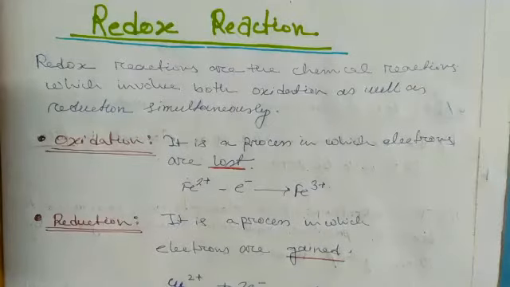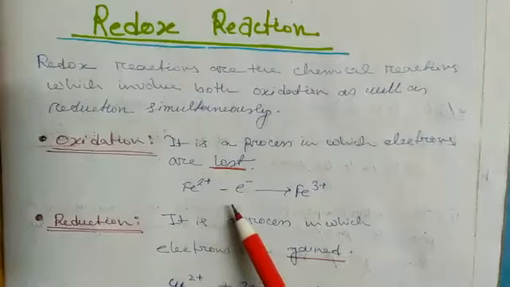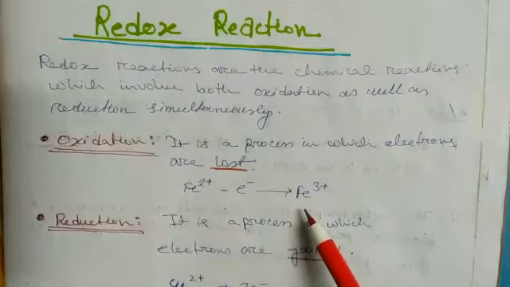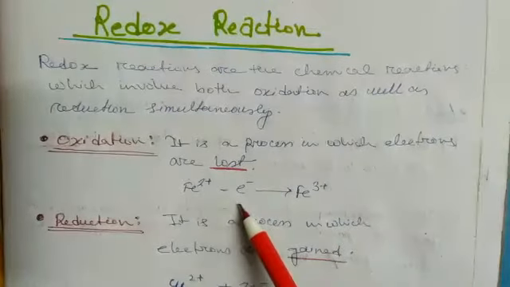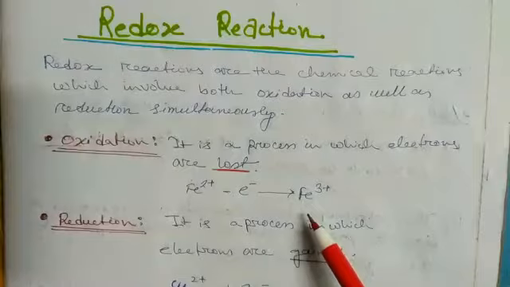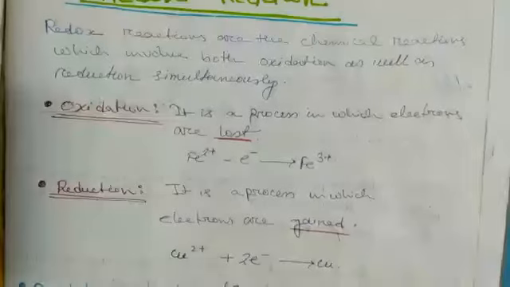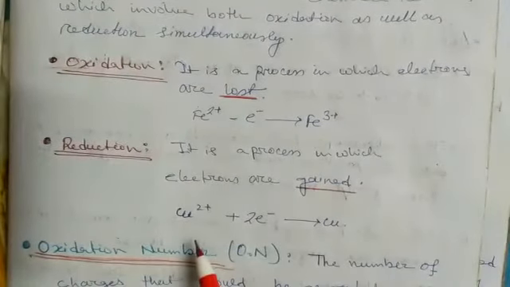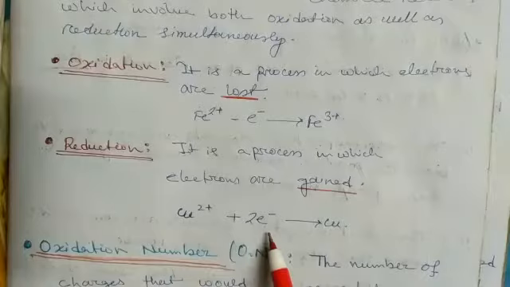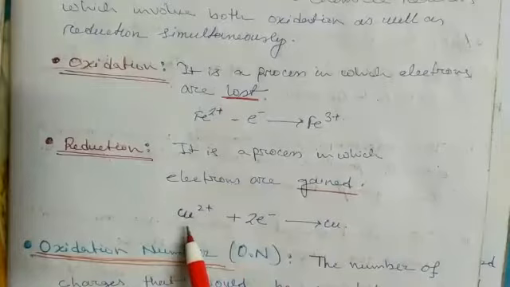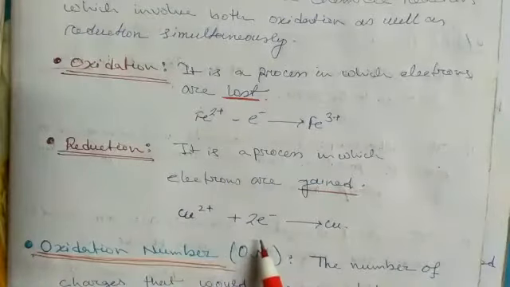Oxidation is a process in which electrons are lost. Here we can see an example that Fe2+ loses an electron to form Fe3+. So here oxidation occurs. Why? Because Fe2+ loses an electron to form Fe3+. And reduction is a process in which some species gain an electron. Here we can see that Cu2+ accepts 2 electrons to form elemental copper. So it is a reduction reaction, as Cu2+ accepts 2 electrons, not removes.